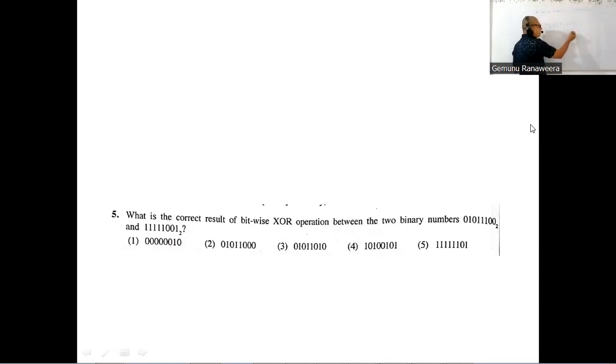And an equal number of zeros there, so both bits are equal. That is 0. Then not equal 1. Then equal 0. Equal 0. Not equal 1. Then equal 0. Not equal 1. So this bit stream is available in answer number 4.